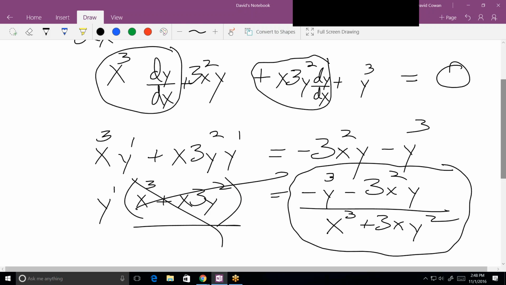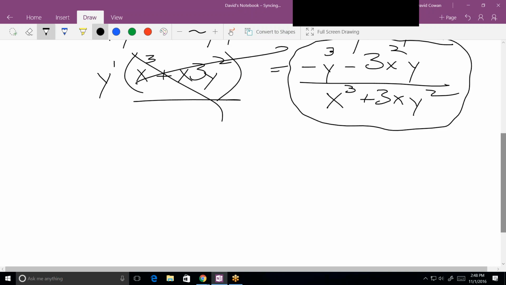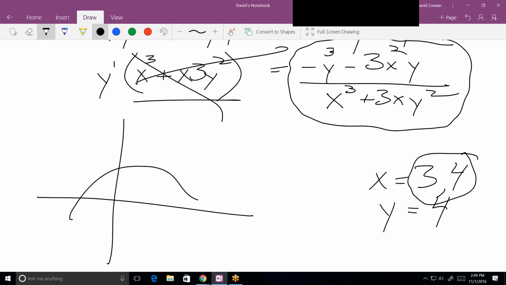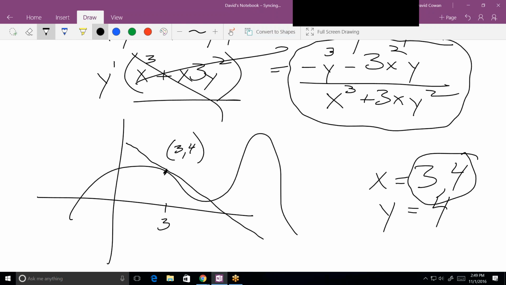Because if they said to you, what is the derivative when x is equal to 3? Usually they'll give you both points: when x is equal to 3 and y is equal to 4. At that point, what's the slope? Whenever they say what's the slope, they mean what's the first derivative. Well, I go up into this function, and wherever I see x, I plug in 3. Wherever I see y, I plug in 4, and I come up with a number. That's the slope at that point. This function might be funny looking, it might look like that. But if I go to the point 3, 4, let's say that point right there, and I wanted to know what the slope was, I plug it into my answer, and I will get the slope of that straight line.